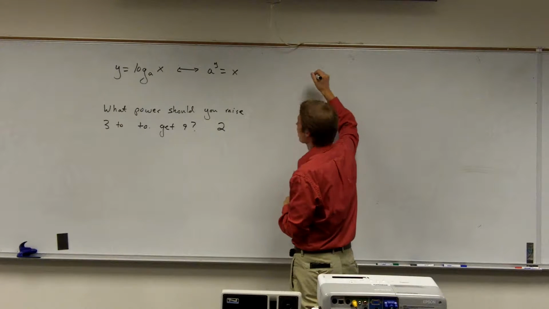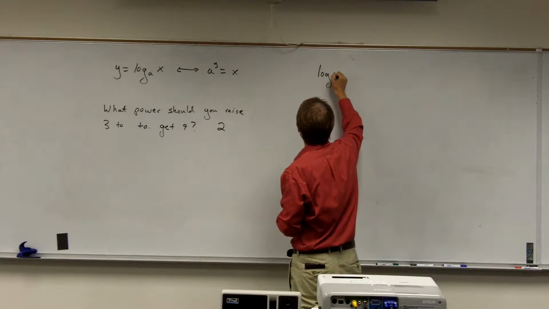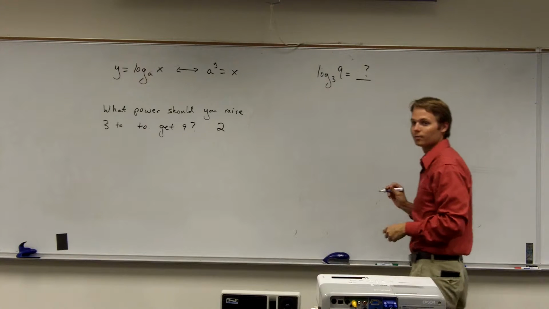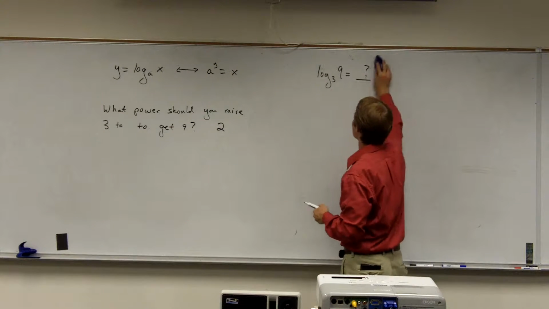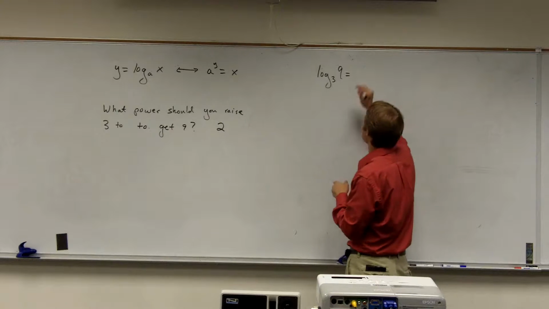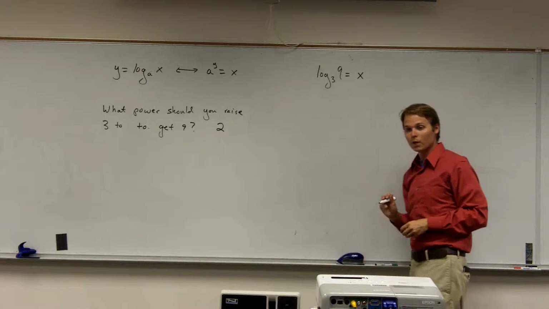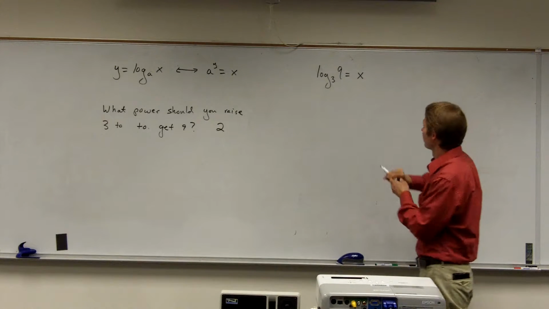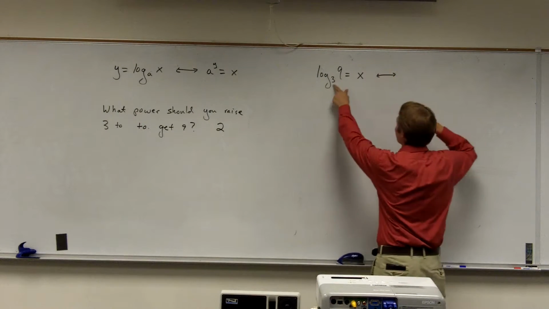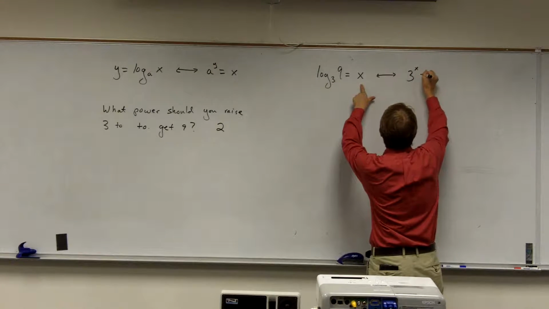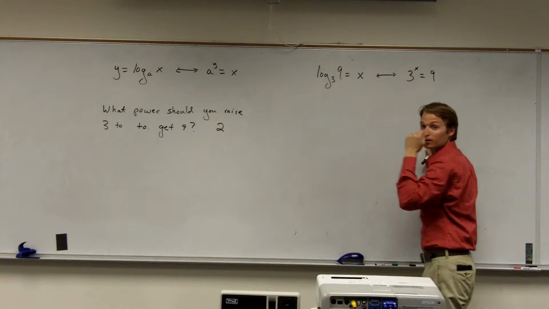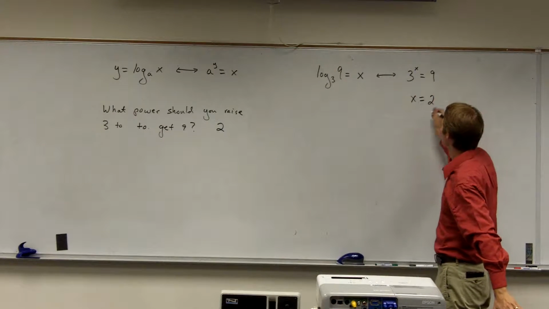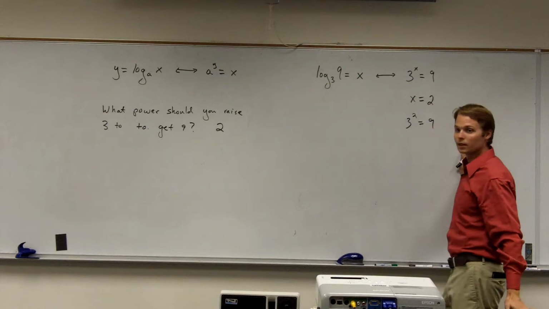So for example, what power should I raise 3 to, to get 9? Well, the way I could write this in logarithmic form is log base 3 of 9 is equal to what? Or if I want to be a little more algebraic about it, I could say log base 3 of 9 is equal to some unknown value, some value of x. And this is equivalent to saying that 3 raised to the x power is equal to 9. And so what is that x value? Oh, x has to be 2 because 3 squared is equal to 9.